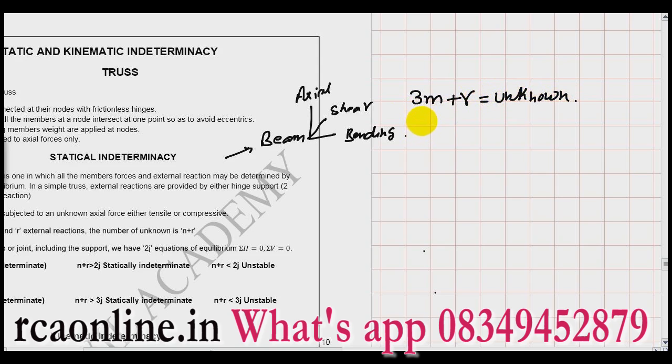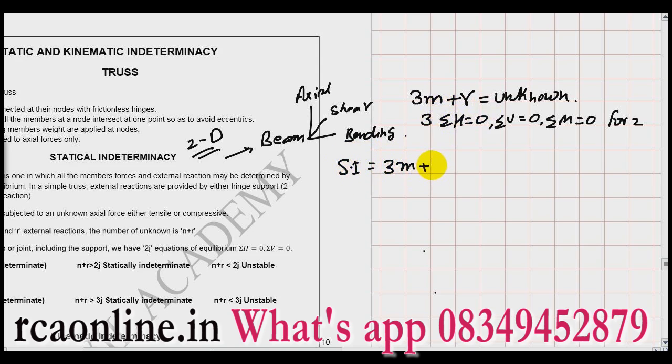And the equations available at every joint are 3, which are summation H equal to 0, summation V equal to 0 and summation M equal to 0 for 2 dimensions. Okay, so I am discussing 2 dimensions here. So, what is the equation for static indeterminacy in a beam? 3m plus r minus 3j.